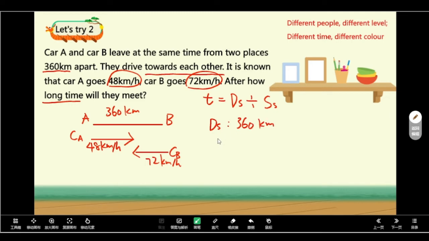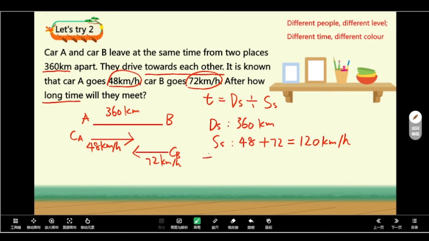So how about the sum of speed? How can we find it? Yes, we can use 48 km per hour, the speed of car A, plus 72 km per hour, the speed of car B, to get the answer: 120 km per hour.